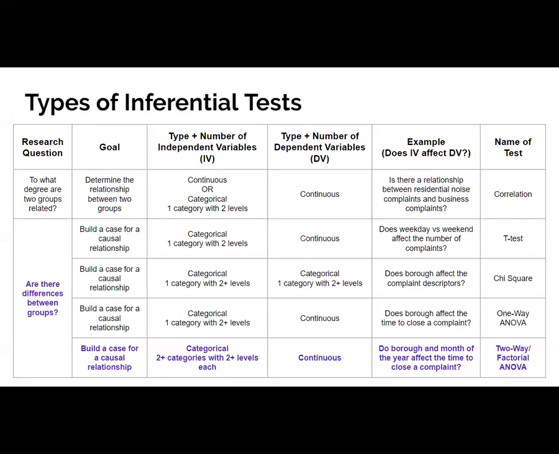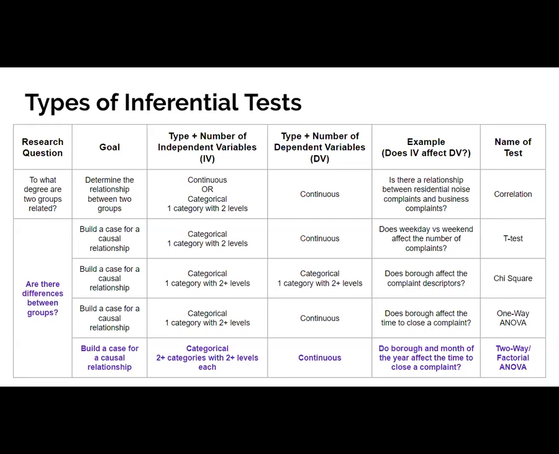Continuous. So that would eliminate chi-square for us. And we would want to use one of these others. Now, actually, let's go back for a second. Do we have 2 levels or more than 2 levels in our descriptor? More than 2 levels. So that would actually eliminate correlation and t-test. Being continuous would eliminate chi-square. So we would be running another ANOVA.